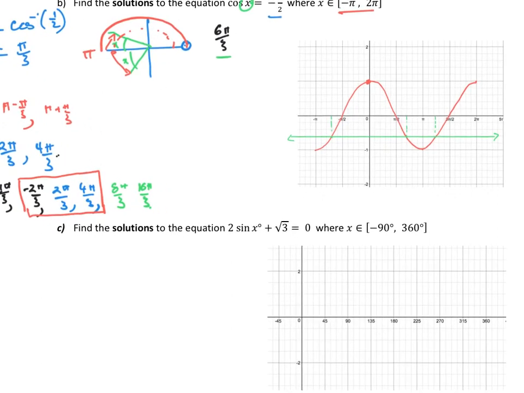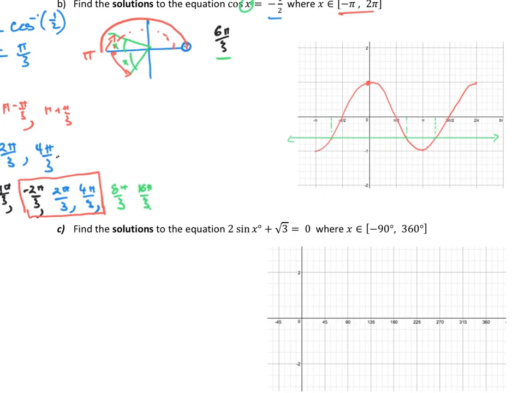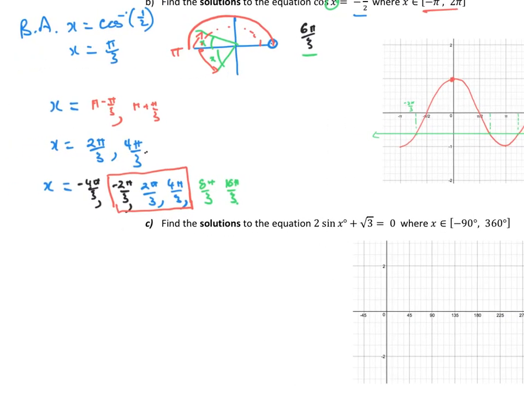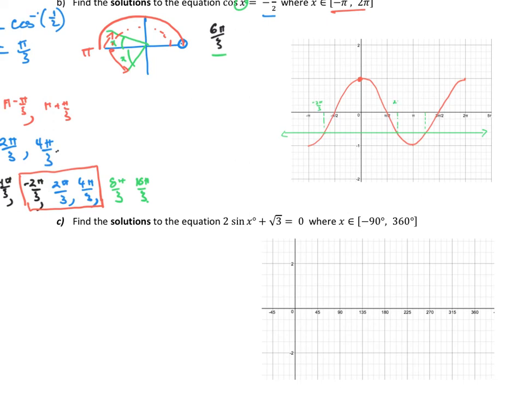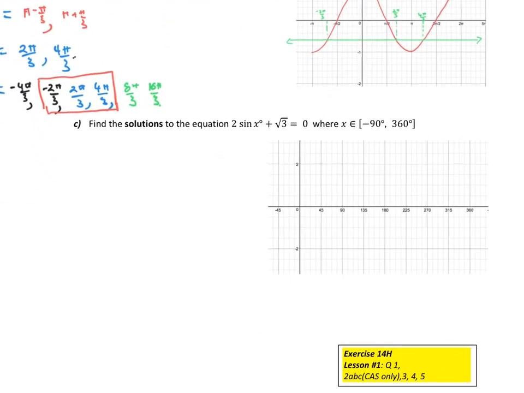What are they at? -2π/3, 2π/3 and 4π/3. Which all seem fairly reasonable in terms of solutions. All right.